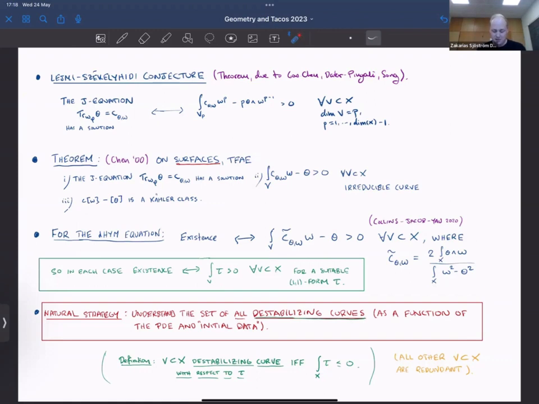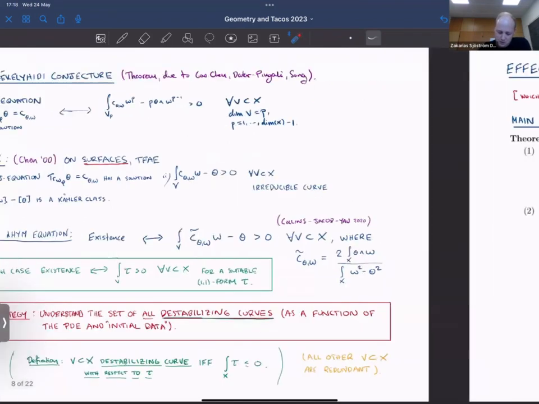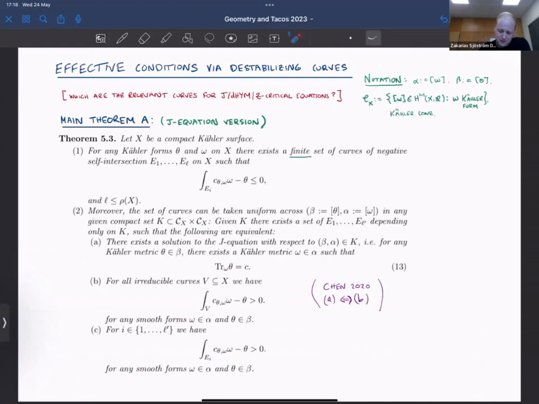The main result that we'll actually show is that there is, in fact, only a finite number of candidate destabilizing curves. This will give us a finite number of conditions to check for stability, rather than this infinite number over all curves, or even worse, in K-stability, where you have to test for all test configurations. So this yields our main result here.